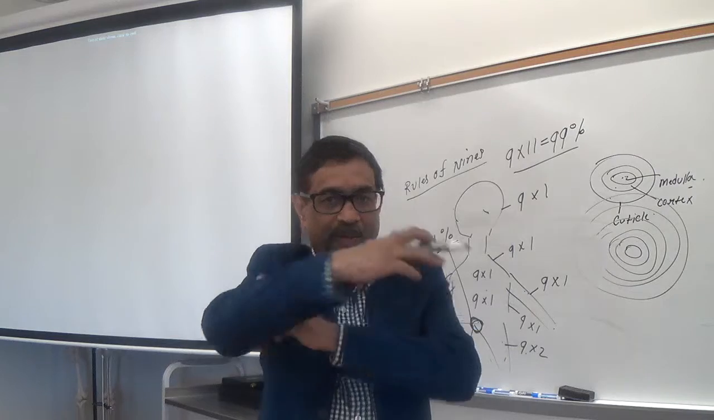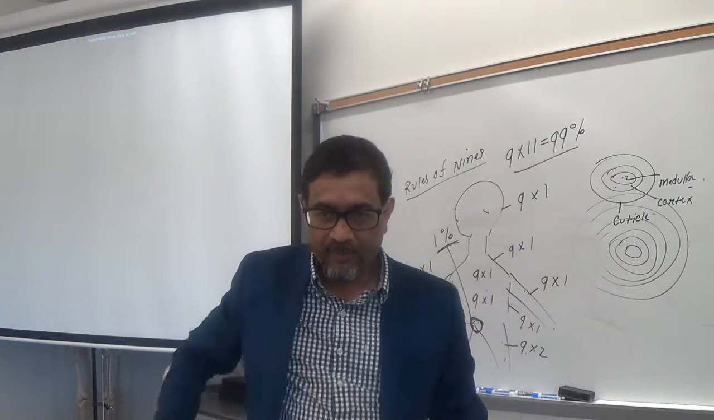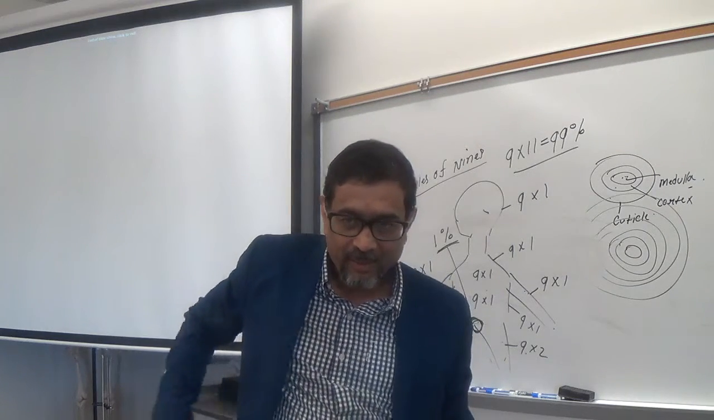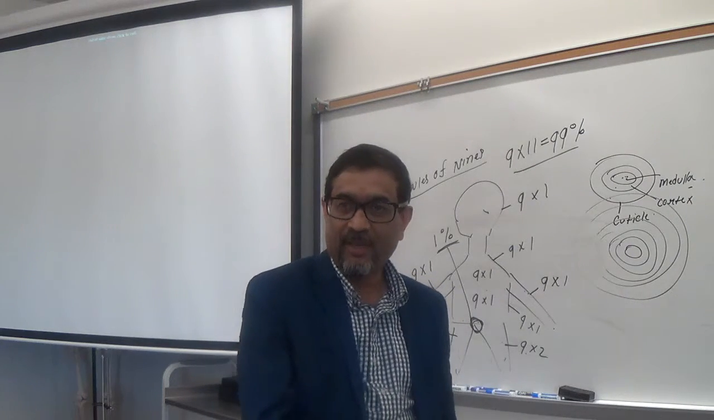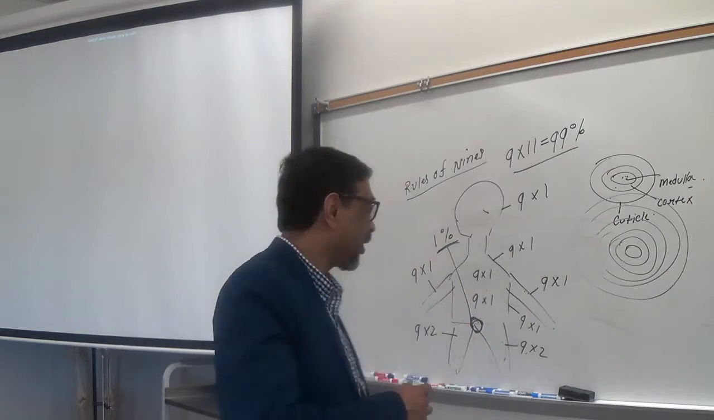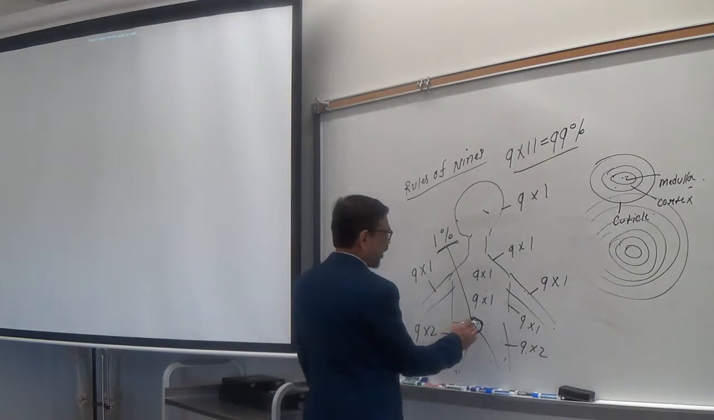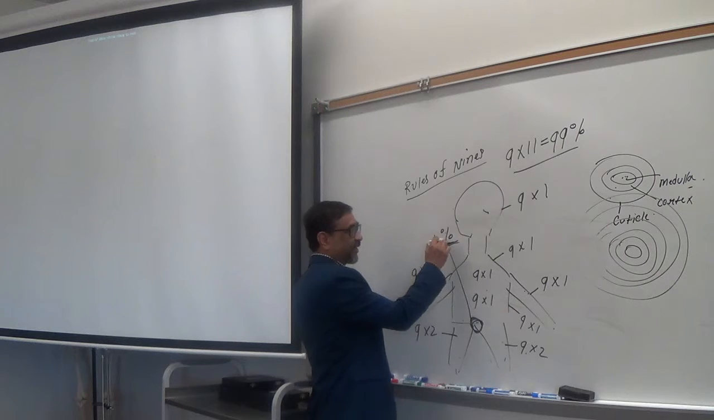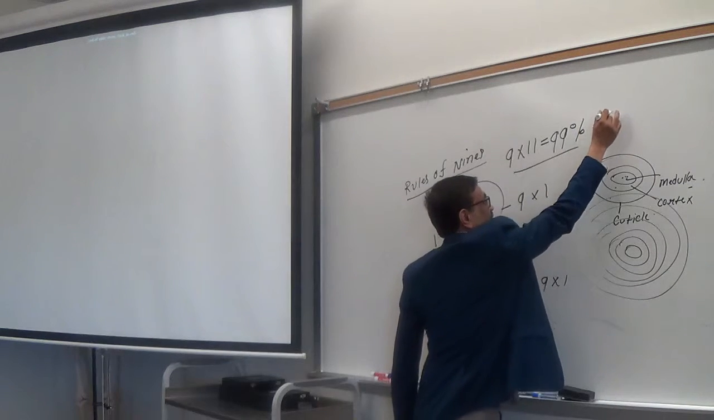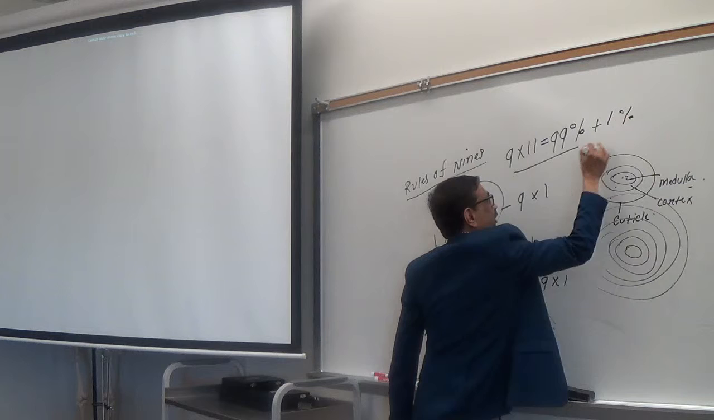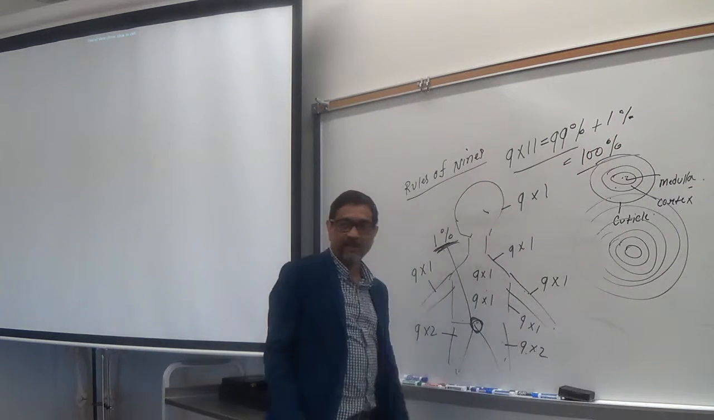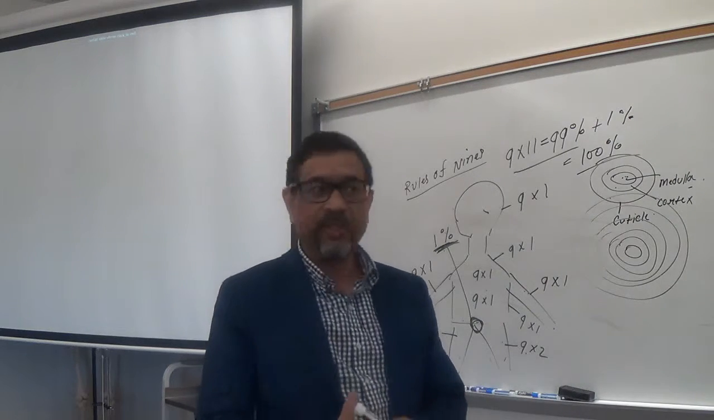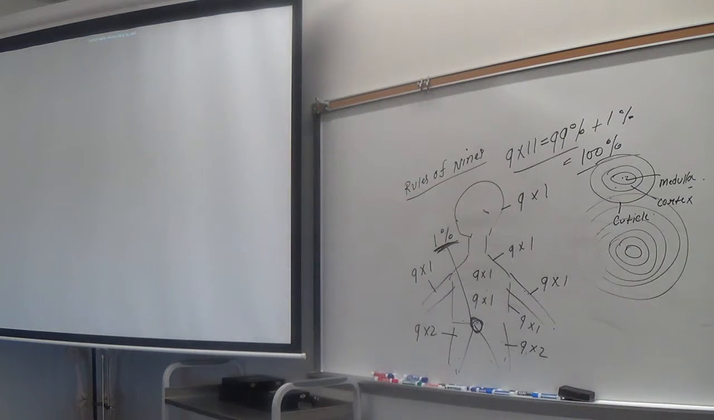So 1 9, 2 9, 3 9, 4, 5, 6, 7, 2 here, so 8 9, 10, 11. Make sense? 11 9s, 99%, and genital part skin has 1%, not 9, 1%. So 99 plus 1% is what? 100%. Make sense? So that's how we determine how much skin has been affected.